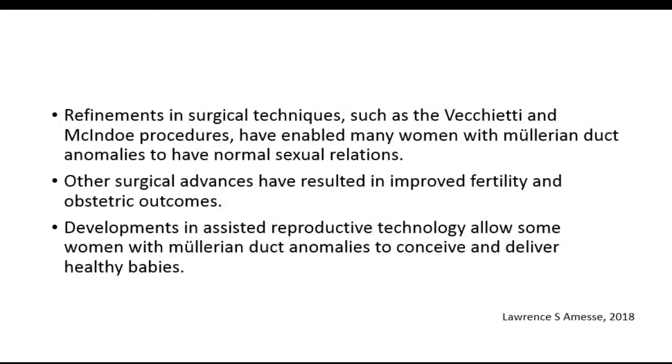Refinements in surgical techniques, different procedures for vaginal aplasia like Vecchietti or McIndoe procedure, have enabled many women with Mullerian duct anomalies to have normal sexual intercourse. Other surgical advances have resulted in improved fertility and obstetric outcomes. Developments in assisted reproductive technologies allow some patients with Mullerian duct anomalies to conceive and deliver healthy babies, although with the help of surrogate mothers in some specific anomalies, like for example Rokitansky-Kuster-Hauser syndrome.